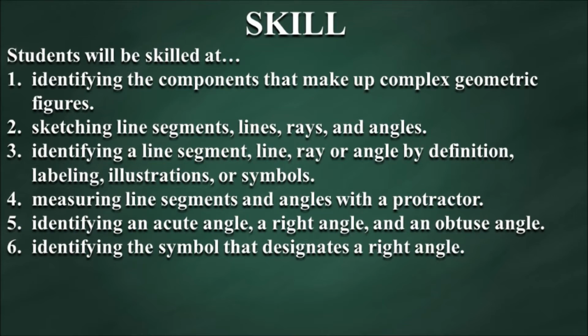Students will be skilled at identifying a line segment, line, ray, or angle by definition, labeling, illustration, or symbols. Students will be skilled at measuring line segments and angles with a protractor. Students will be skilled at identifying an acute angle, a right angle, and obtuse angle. Students will be skilled at identifying the symbols that designate a right angle.